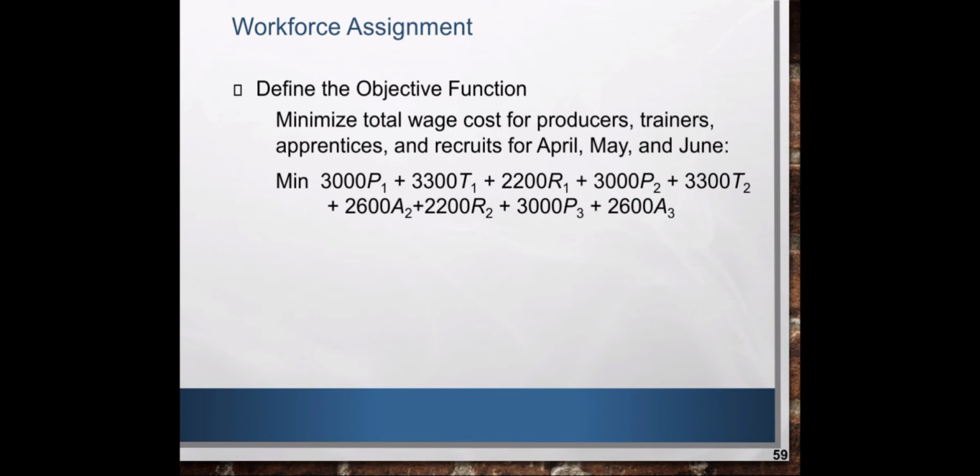Define the objective function. Minimize total wage cost for producers, trainers, apprentices, and recruits for April, May, and June. So minimize 3,000 P sub 1 plus 3,300 T sub 1 plus 2,200 R sub 1 plus 3,000 P sub 2 plus 3,300 T sub 2 plus 2,600 A sub 2 plus 2,200 R sub 2 plus 3,000 P sub 3 plus 2,600 A sub 3.